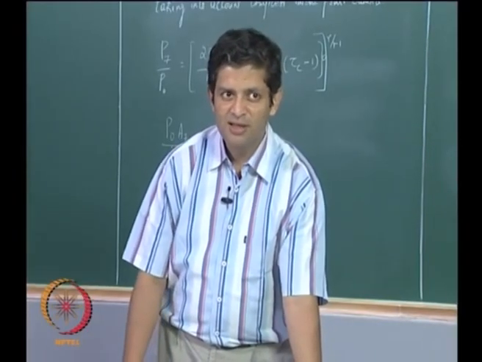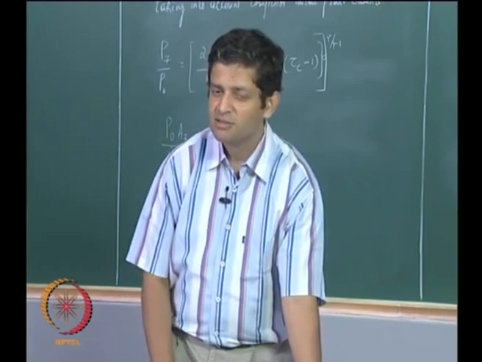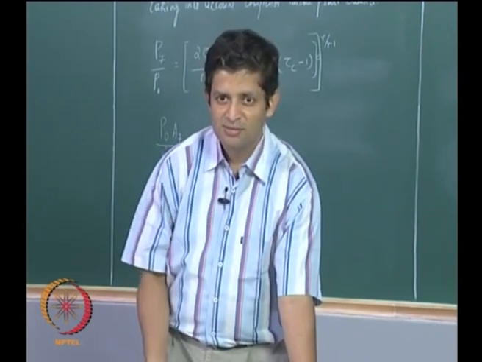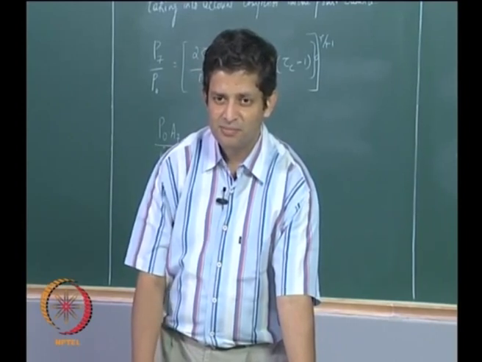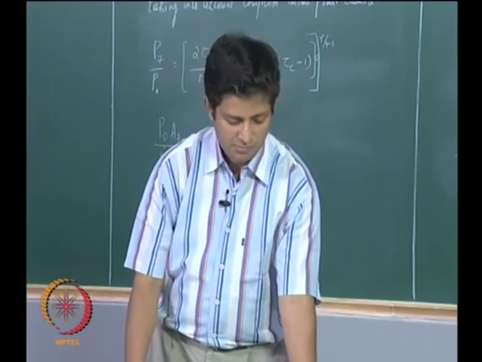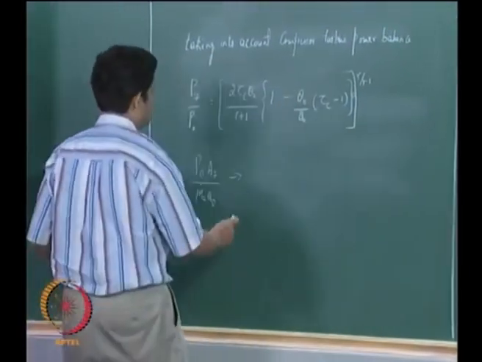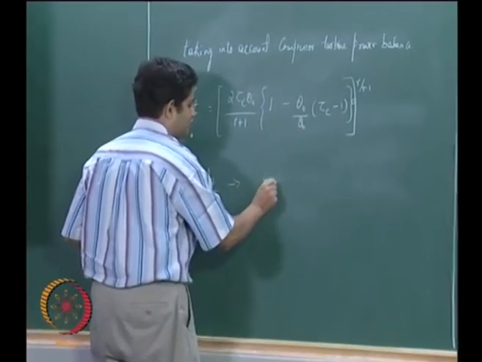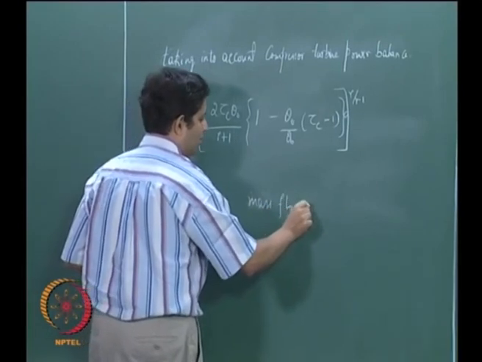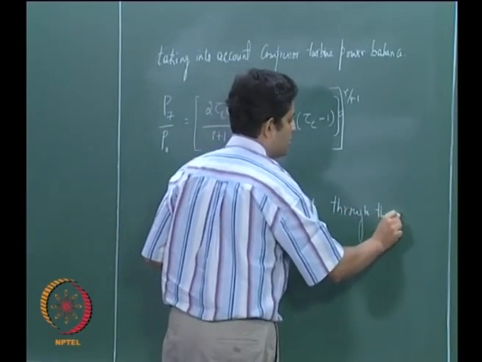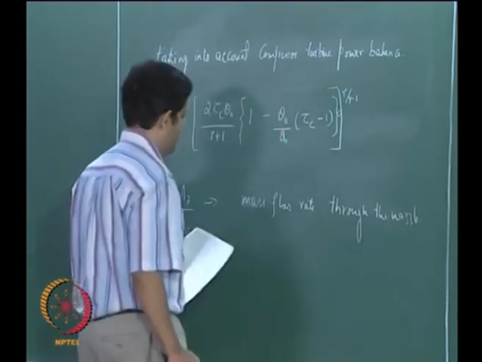Sorry, in the last case, energy balance across the combustor was what we used to get an expression for F. To get an expression for tau t, we said compressor turbine power balance, and we got the expression. Similarly, is there something that we can do here to get this expression? What we need to do is, we need to look at mass flow rate through the nozzle. We will see how we can use that to get this expression.